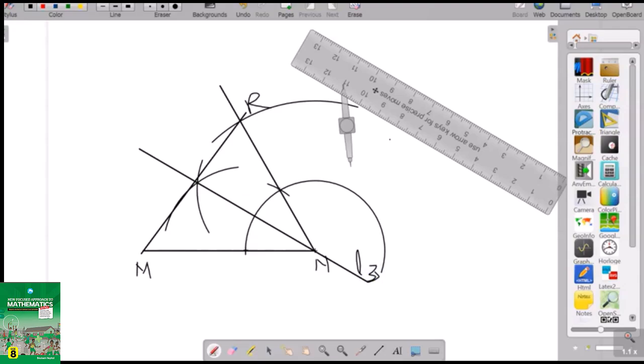So you can see that any point I pick on this line, even if I pick it here, from here to here will be the same as from here to here. If I pick it from here to here will be the same as from here to here. If I pick it outside here, from here to here will be the same as from here to here. So that is what we call the locus of a point equidistant from two fixed lines.